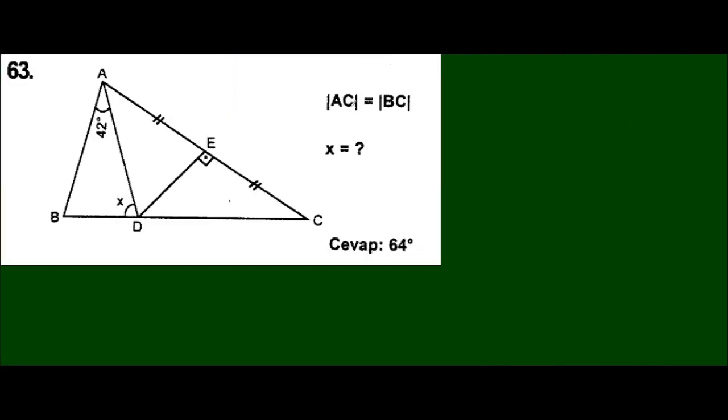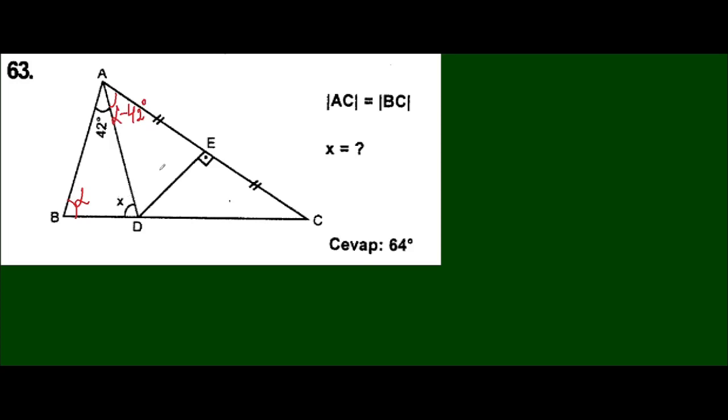Here AC is equal to BC. And here, if this angle is alpha, this angle will be alpha minus 42 degrees.